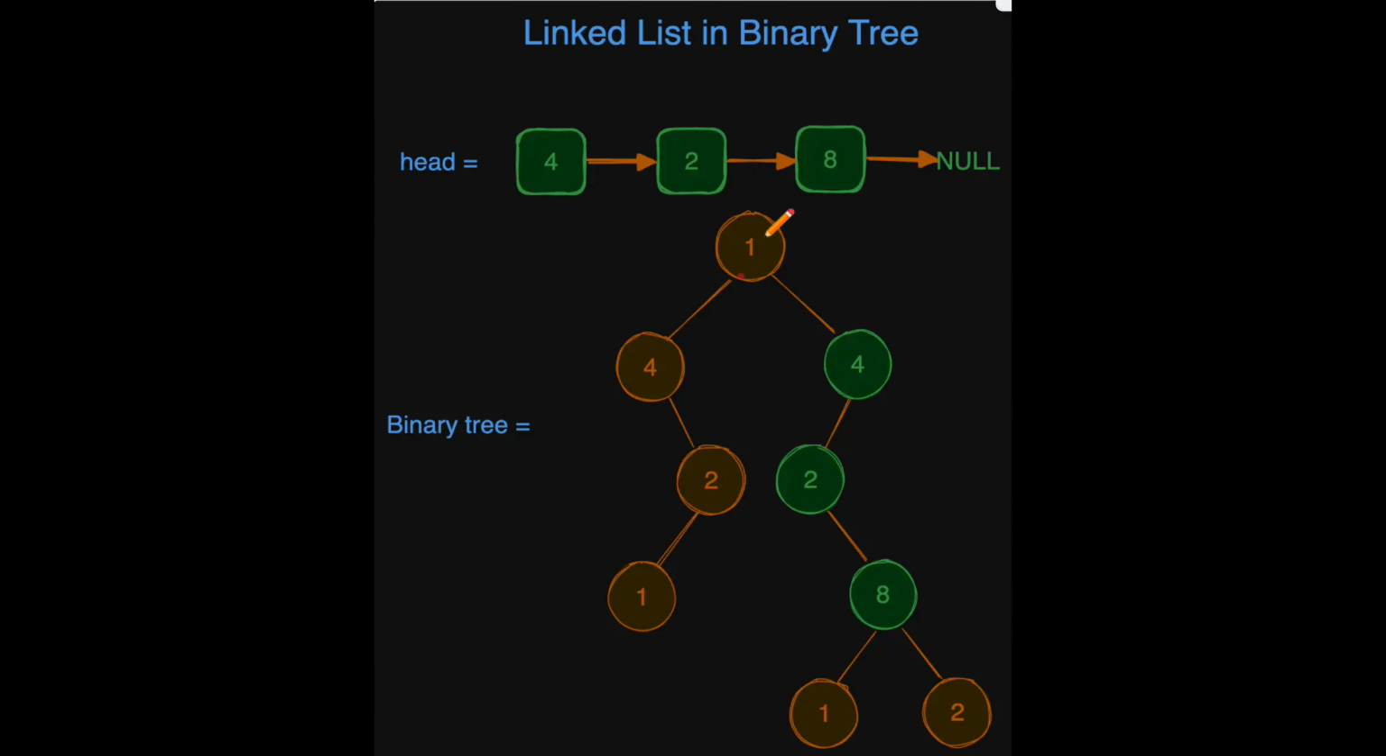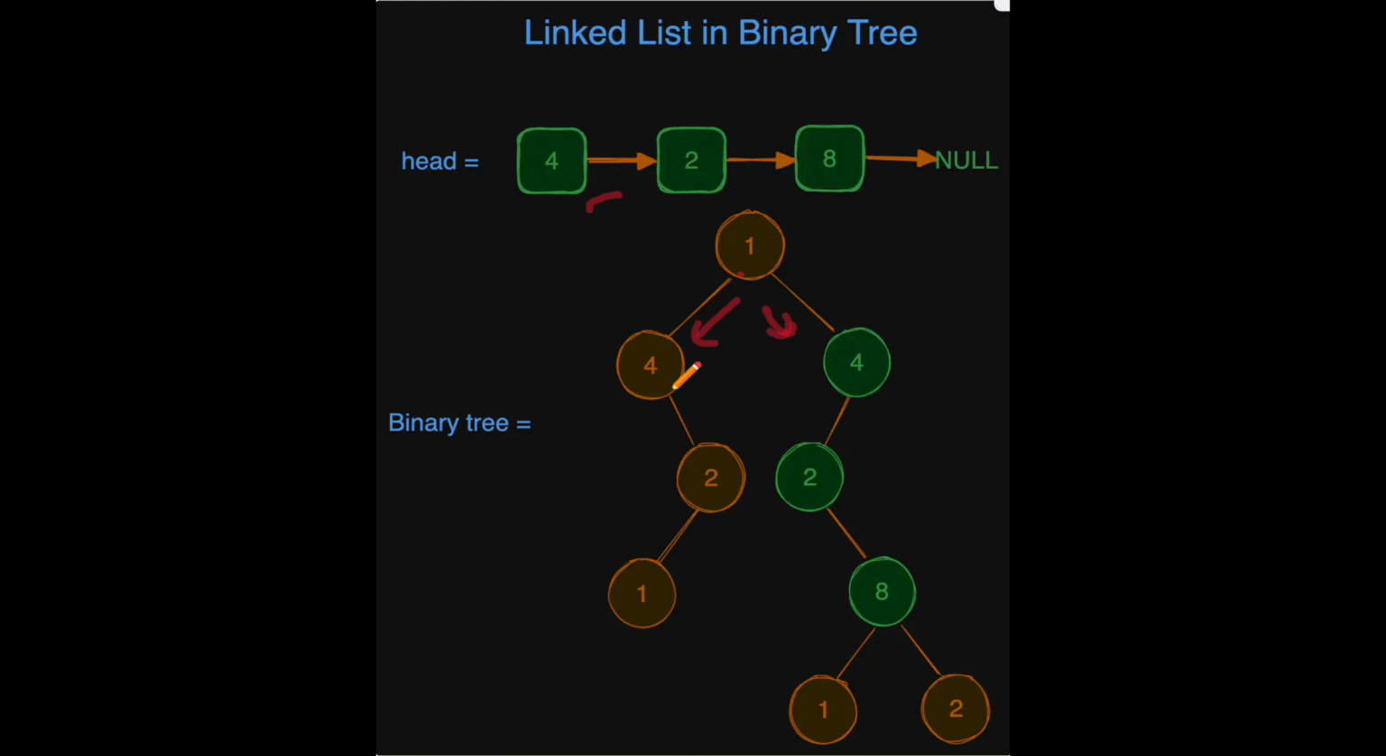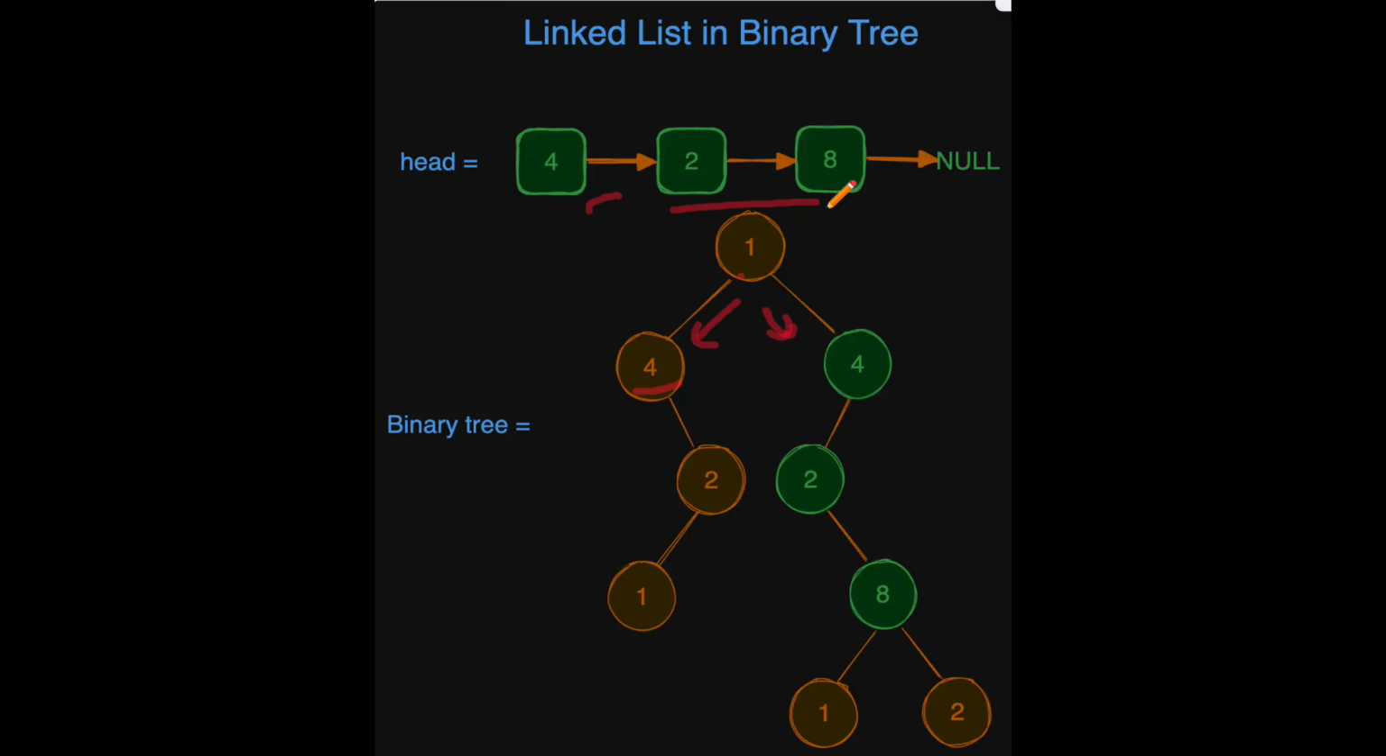So we start with the root node and we see that value 1 doesn't match the head of the linked list, that is 4. So now we move to its children. So we go to the left and right, and let's focus on the left side first and then we will go to the right side. And now we find that the left child of the root, that is 4, matches the head of the linked list. And then we will recursively check the left and right children of the current tree node to see if they continue to match the subsequent nodes in the linked list.